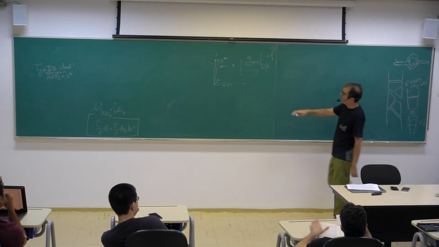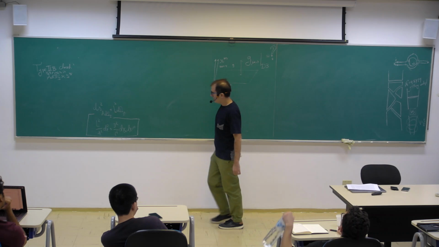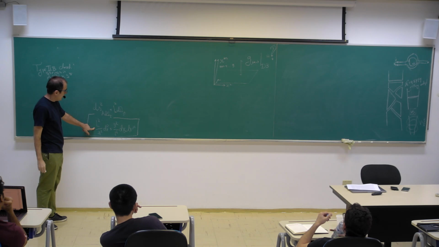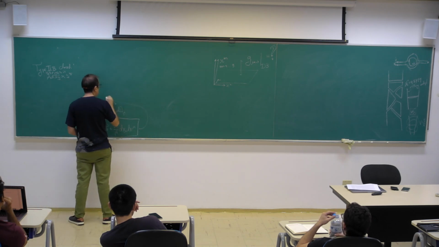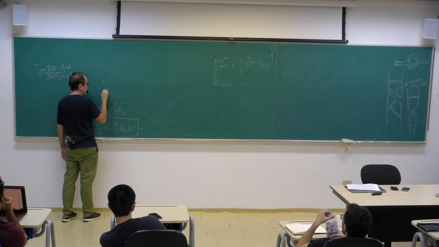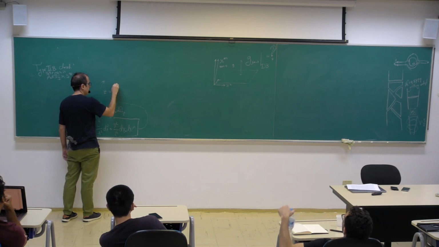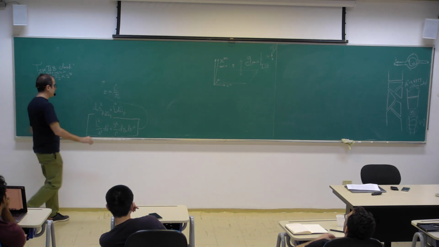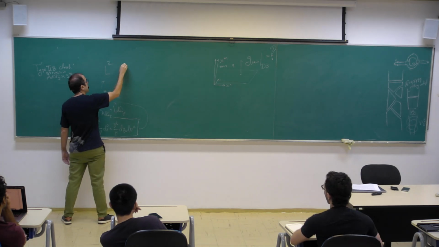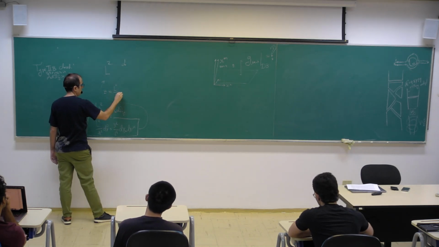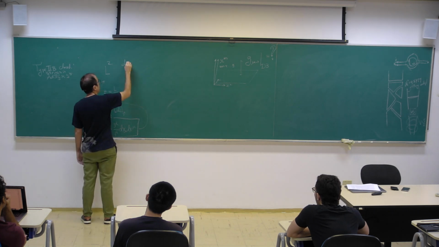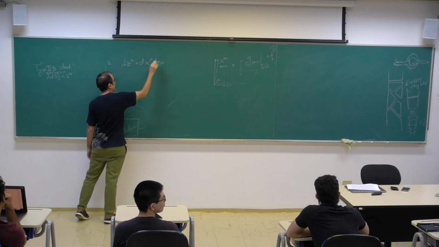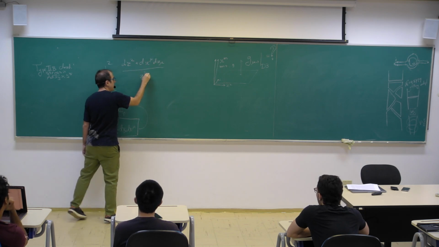Now let's look at AdS. AdS is written here, and let me change variables and define z to be L squared over R. Then the metric becomes L squared times dz squared plus dx mu squared, over z squared.